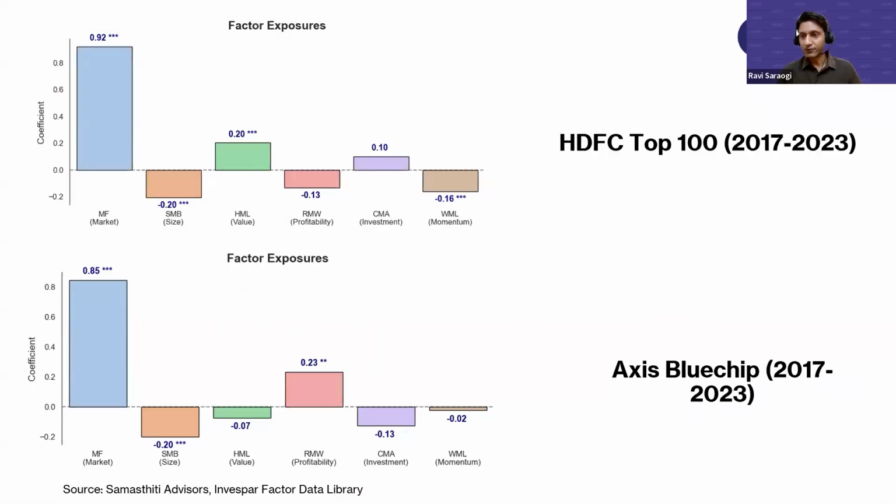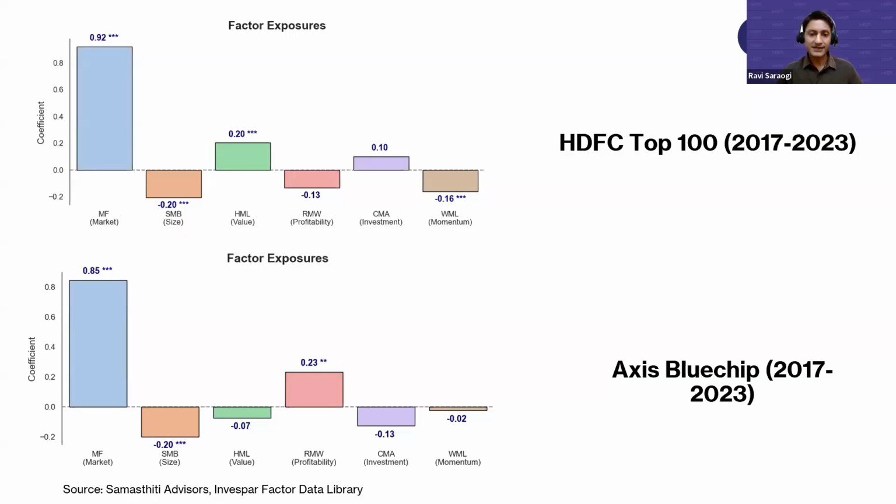So these are the regression outputs for these two funds. At first glance, we see that both the funds have high market beta. That's the blue bar, 0.92 for HDFC, 0.85 for Axis, both statistically significant. So both these funds are heavily influenced by the overall market. That's expected. But look closely at the value factor. The HDFC Top 100 has a significant positive loading of 0.2, again highly statistically significant, while Axis Blue Chip has a slightly negative and insignificant exposure to value.